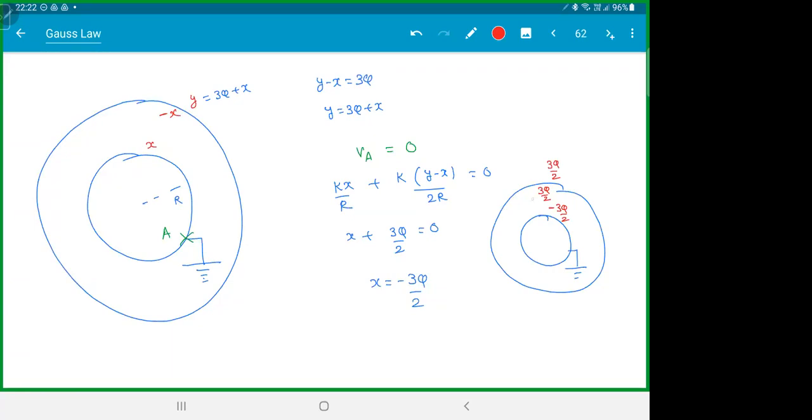Trisha, see here, this is 3q by 2. This is also 3q by 2. Opposite charges are not appearing. So you have to be careful. That comes from charge conservation.